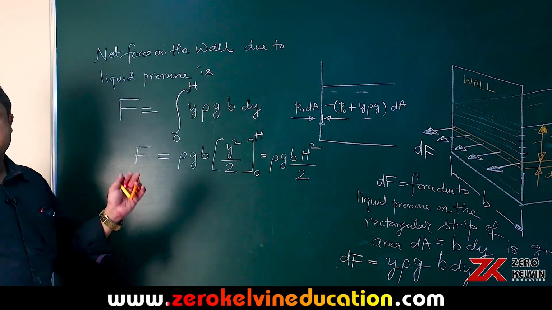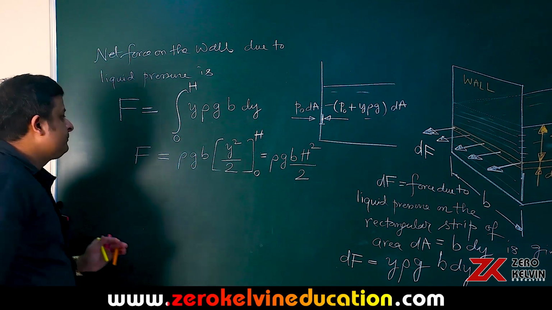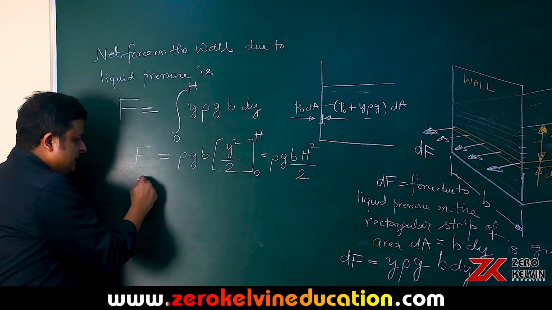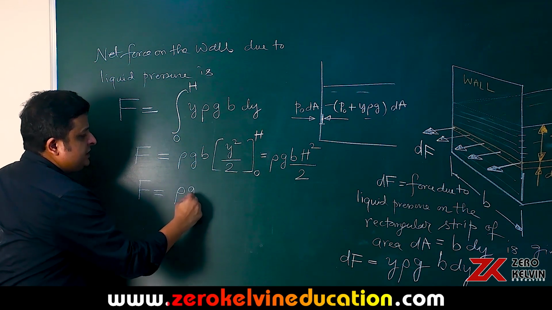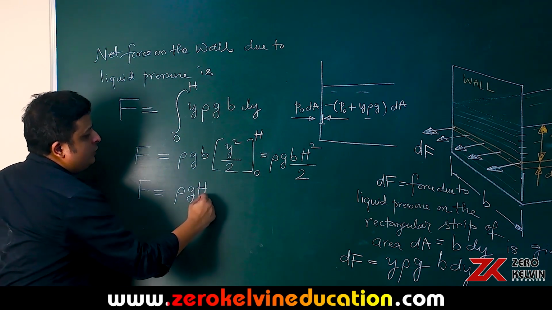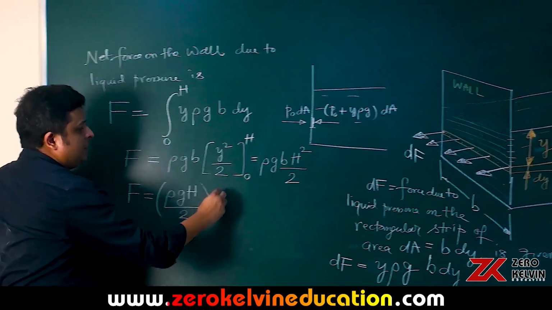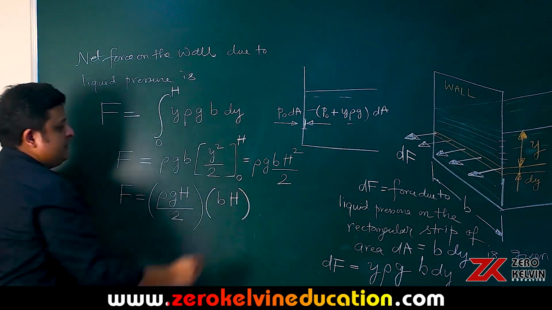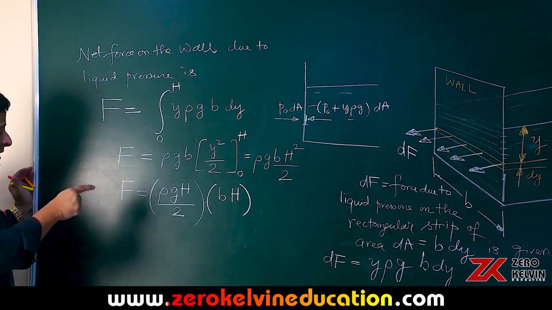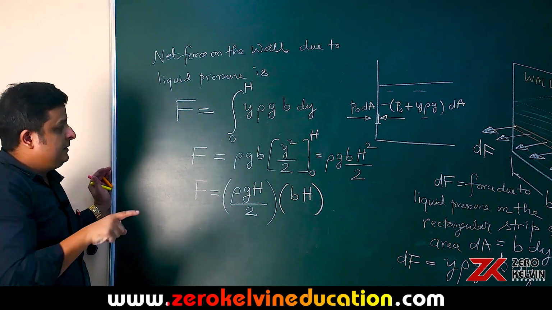So the force comes out to be rho g B h square by 2. This is expressed in the following way also. I can write it this way: rho g h by 2 multiplied by B dh. That is the force due to liquid pressure on the wall.